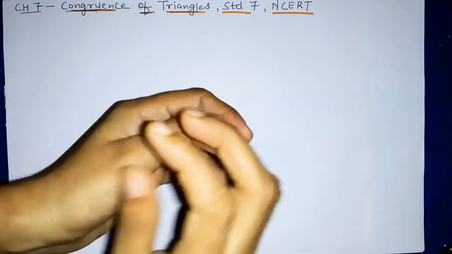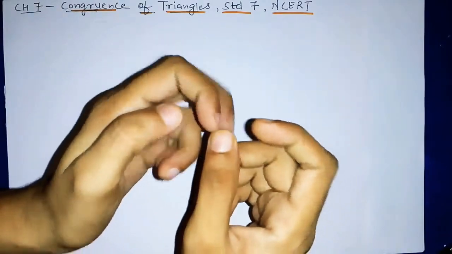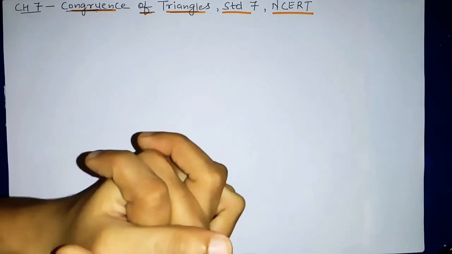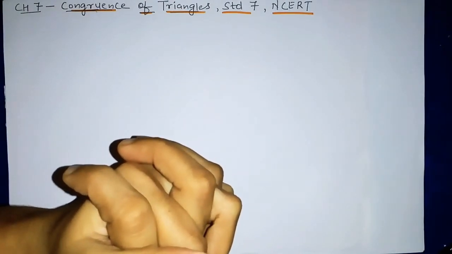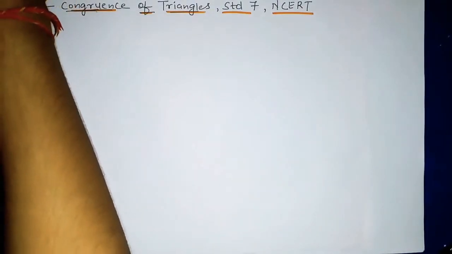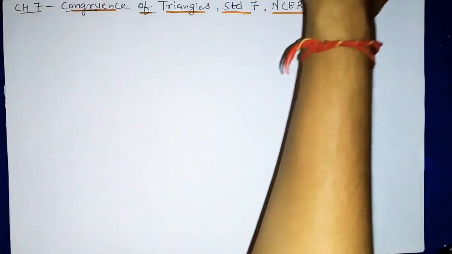ऐसा नहीं होता है कि 1 rupee का एक coin छोटा है और दूसरा coin बड़ा है, दोनों same होता है. Okay, so these are the examples of congruent objects. So when the objects are exactly same in shape and size, they are called to be congruent. So this is the meaning of congruent.